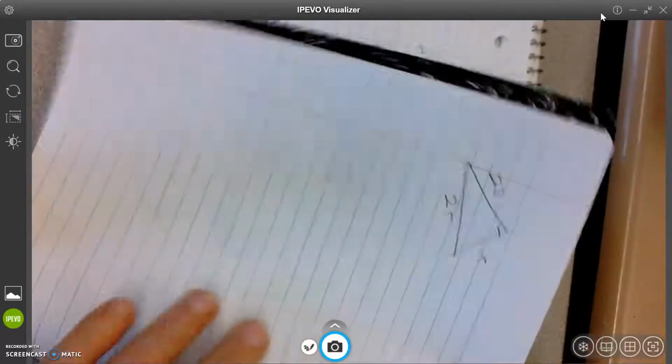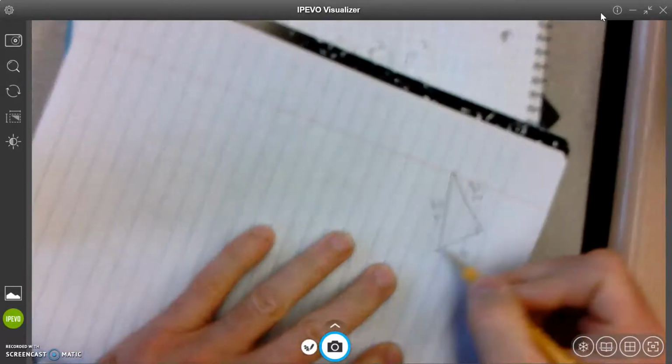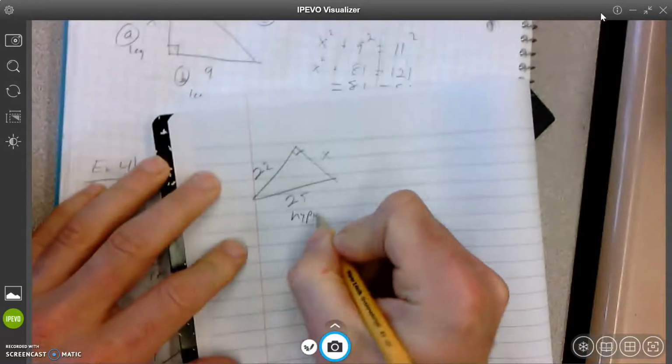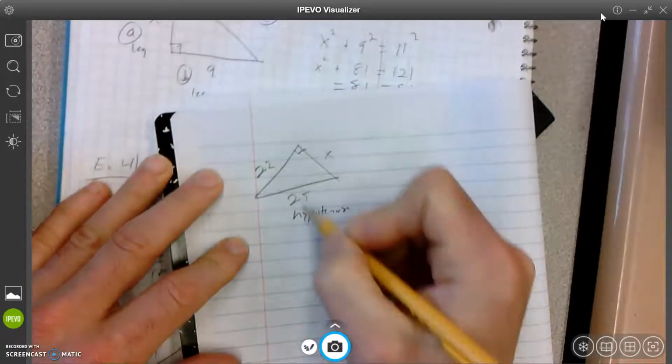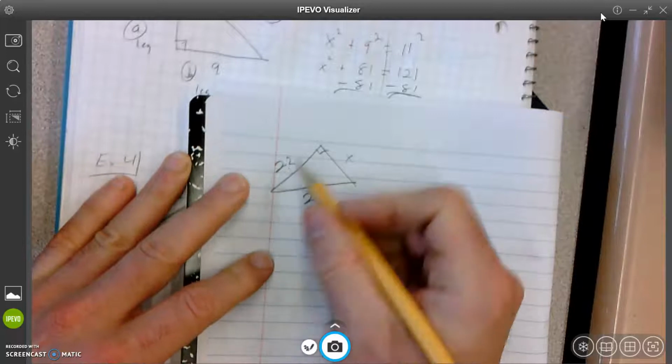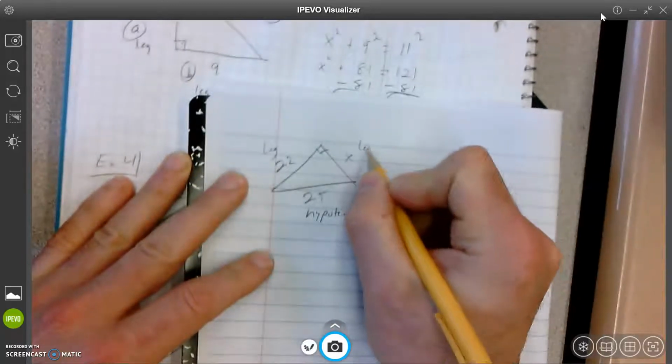Well, it's sort of oriented different. So these are the legs. This is the hypotenuse, because it's opposite the right angle. See if you can do it on your own. This right here is the leg, and this is the leg. Okay.